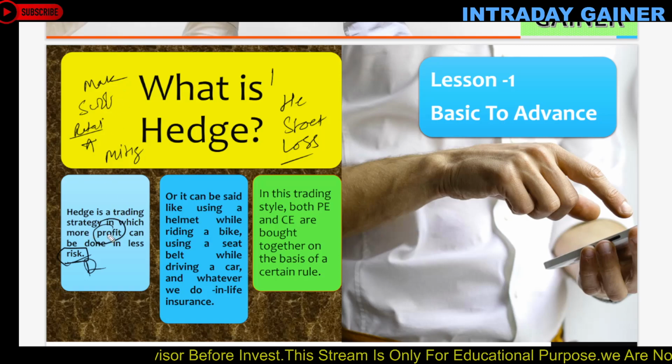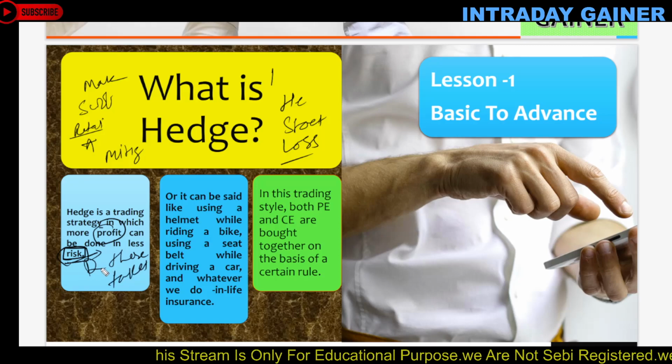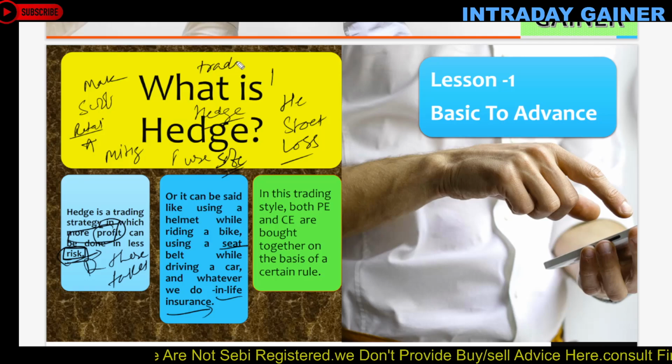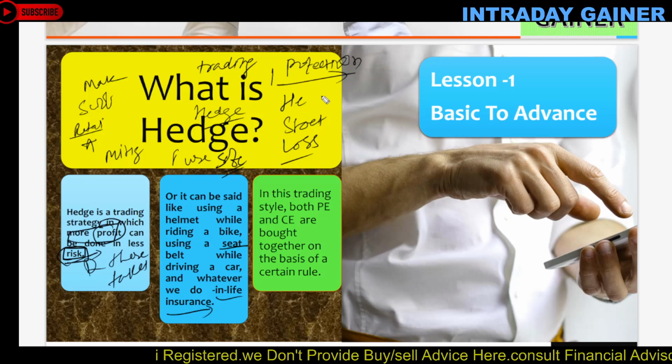So hedge is a trading strategy in which we think about less risk, and the strategy is designed like that. You take less risk and profit will be more. It can be said like using a helmet while riding a bike, using a seat belt while driving a car, and whatever we do in life insurance, this is the same. Why do we use a helmet whenever we ride a bike? Obviously, it is for safety. So hedge is also like safety in trading. Safety means protection for our capital. We protect our capital with hedge and we take less loss and more profit in this strategy.